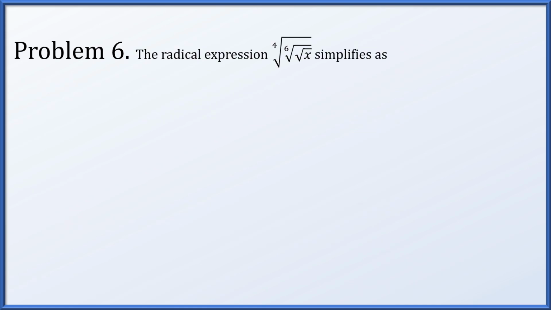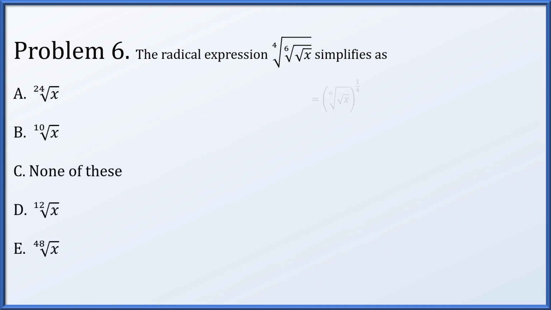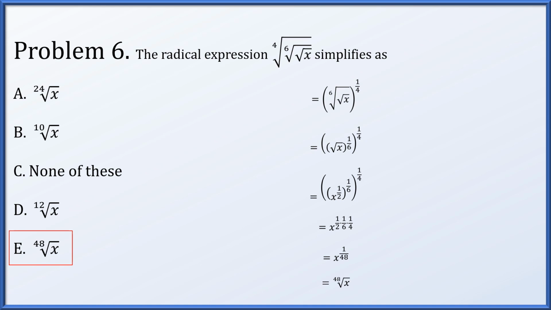In problem 6, the radical, fourth root of sixth root of square root of x, simplifies how, and we're given 5 options. Well, the fourth root of something is that thing to the 1/4, the sixth root of something is that thing to the 1/6, and the square root of something is that thing to the 1/2. So we have x to the 1/2 all raised to the 1/6, all raised to the 1/4. When you have exponents stacked like this, one thing to another power, and then all of that to another, the exponents multiply. So we have x to the 1/2 times 1/6 times 1/4, aka x to the 1 over 48. That's the 48th root of x, which is exactly option E.